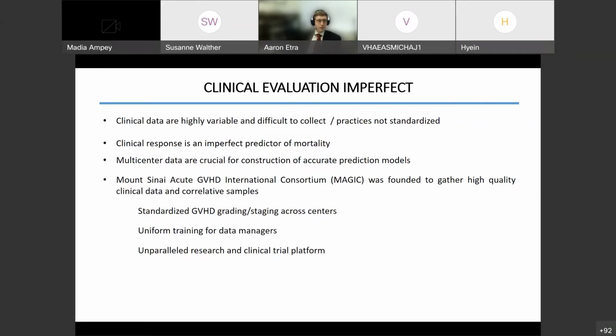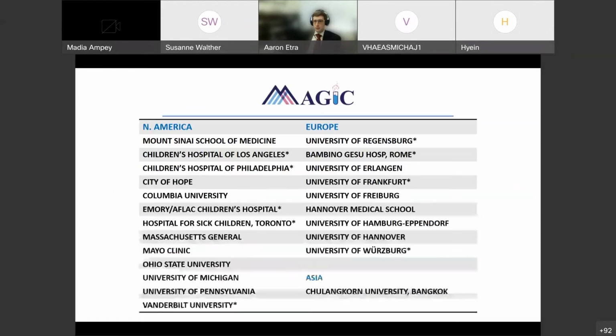It's not just the table, which I showed you earlier, that describes how you stage and how you grade, but we also have fairly extensive documentation, manuals, and procedures around how you would actually make an accurate diagnosis and accurately stage these patients. The data managers are trained in a uniform manner, and it provides an unparalleled research and clinical trial platform in this space. And at this point, the MAGIC Consortium, as you can see, has grown to be rather large, involving many centers both in North America, not just the United States, but also in Canada, in Europe, and in Asia as well.